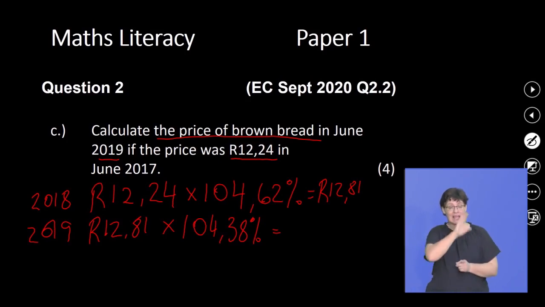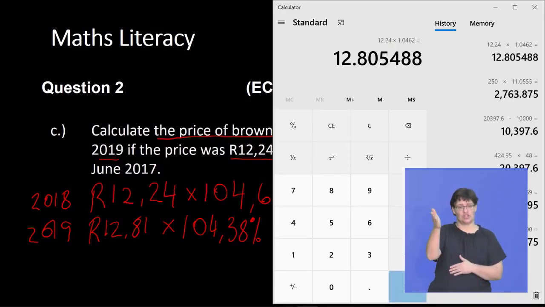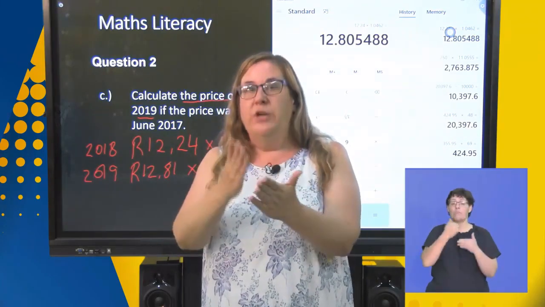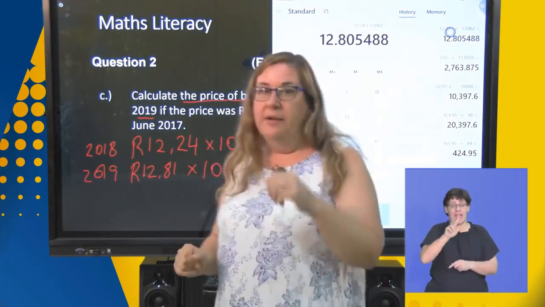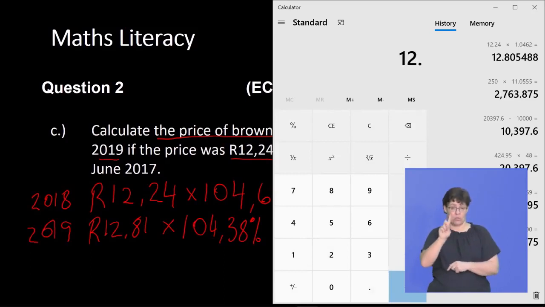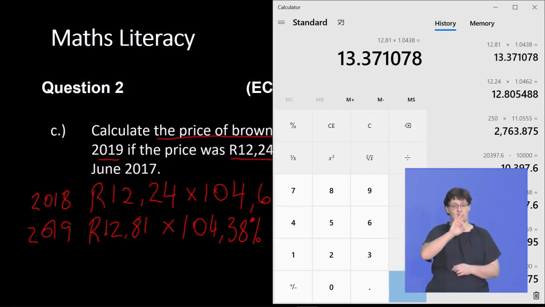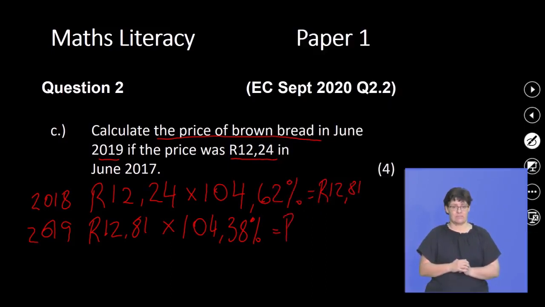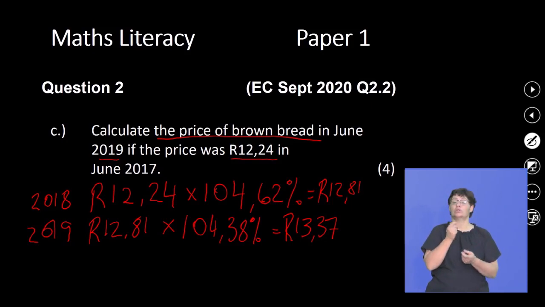Now in this particular case, on my calculator, I'm actually going to retype the number because I now want the whole number. Bread would have cost me 12 Rand 81. So I'm going to retype that, 12 Rand and 81 cents, and times it by 104.38%. And I get an answer of 13 Rand 37. And that is what bread costs in 2019 if it cost 12 Rand 24 in 2017.